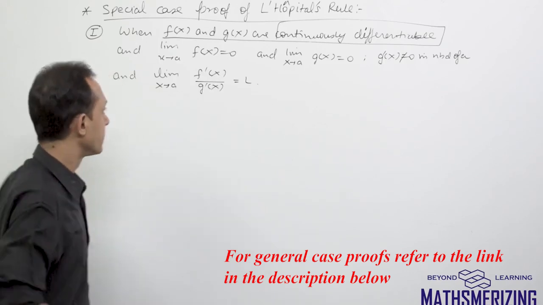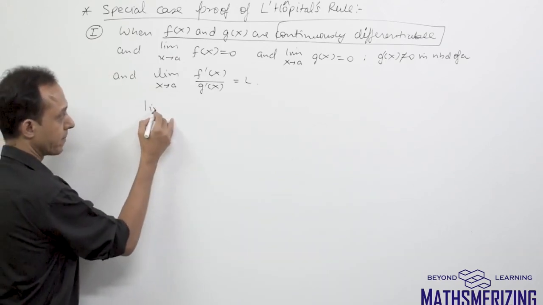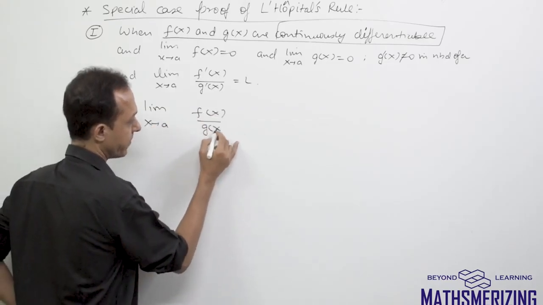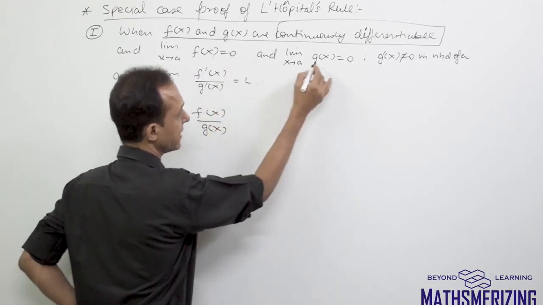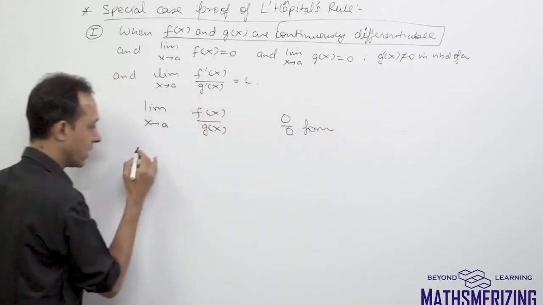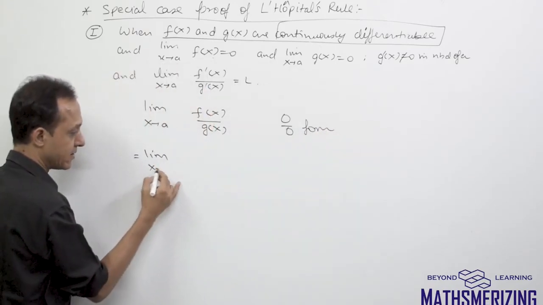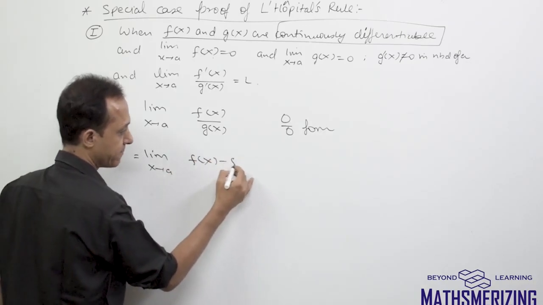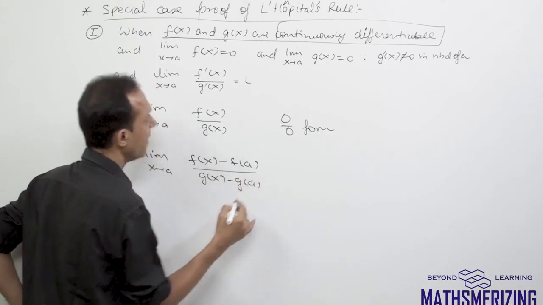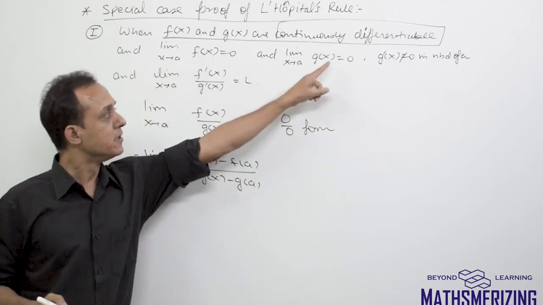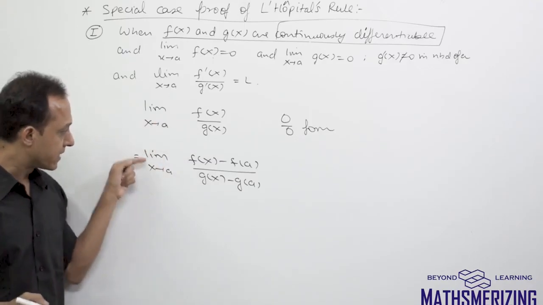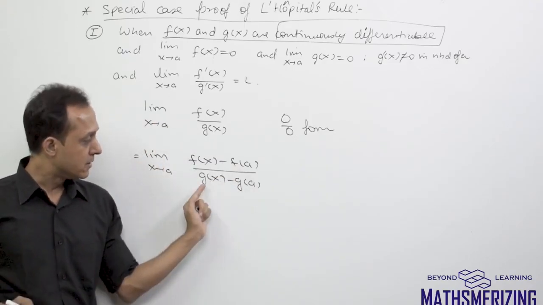The proof simply is, suppose I have to calculate this limit, which is limit x tends to a fx upon gx, and since fx is 0 and gx is 0 when x tends to a, it is 0 upon 0 form. Now what I'll do is, I can write it as limit x tends to a fx minus fa upon gx minus ga, because the value of fa is 0 and the value of ga is also 0. So I can express limit x tends to a fx upon gx as limit x tends to a fx minus fa upon gx minus ga.